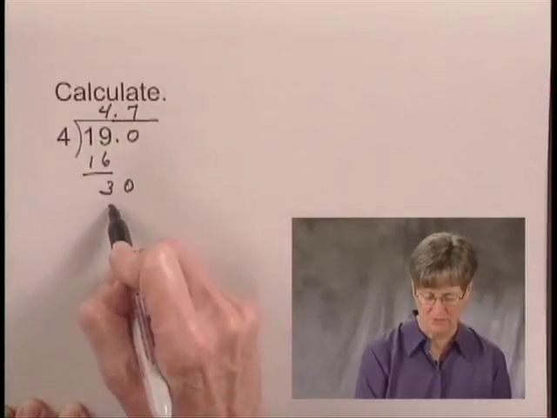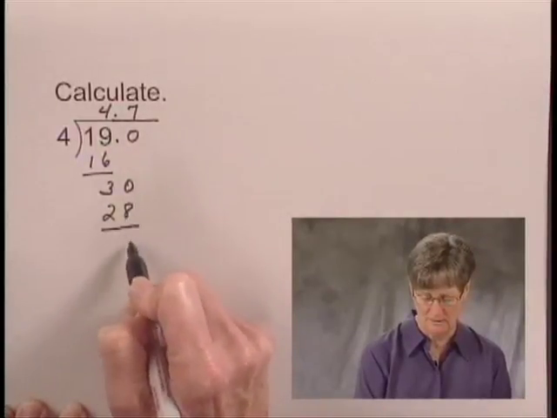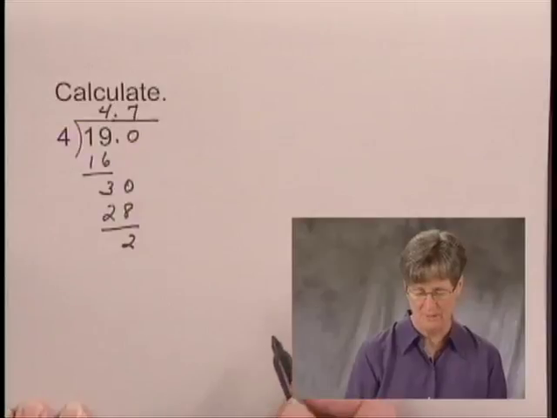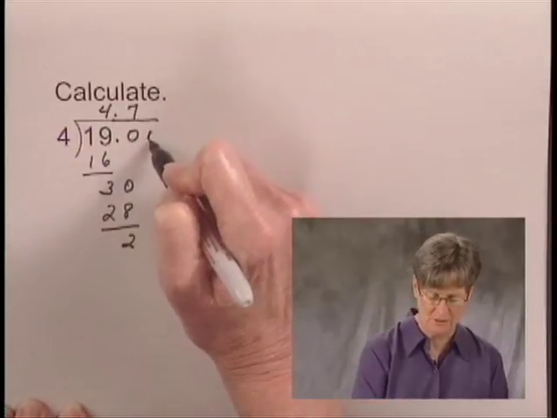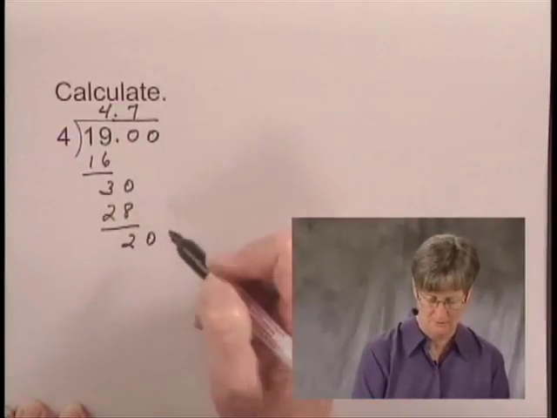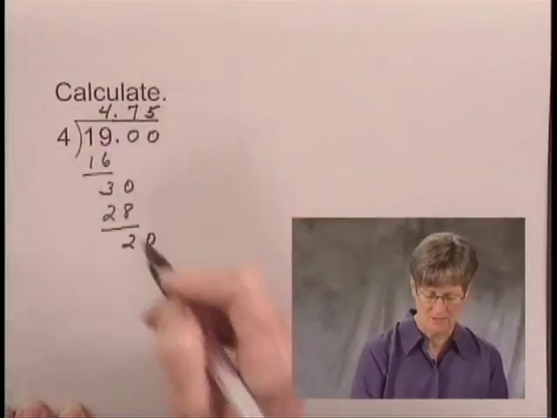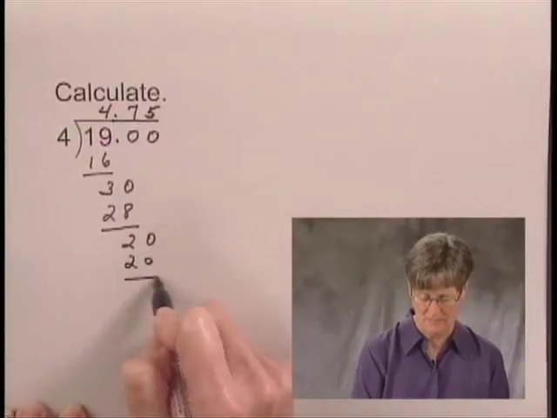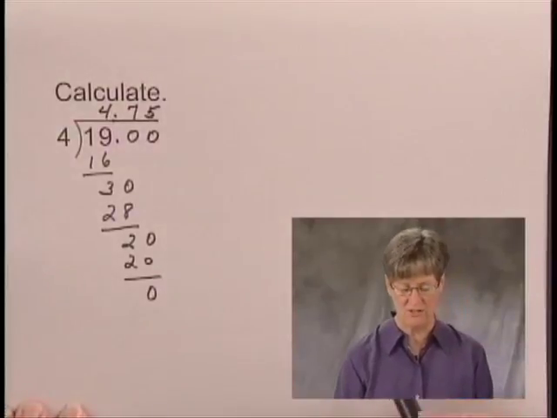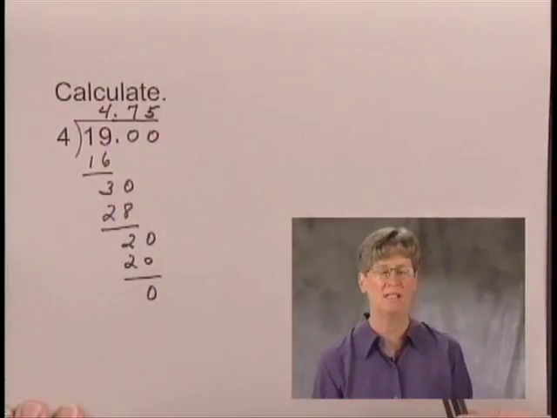7 times 4 is 28. The difference is 2. I'm going to add another 0 and continue dividing. 4 goes into 20 5 times. 5 times 4 is 20. And the difference is 0, so we're finished. And we see that the quotient is 4.75.